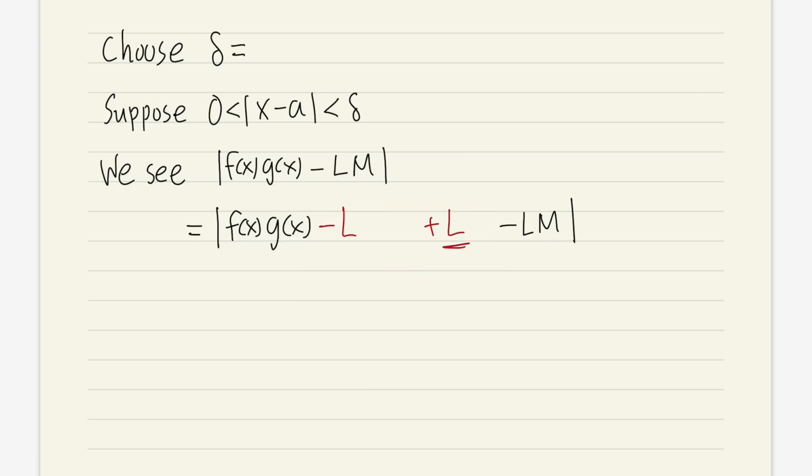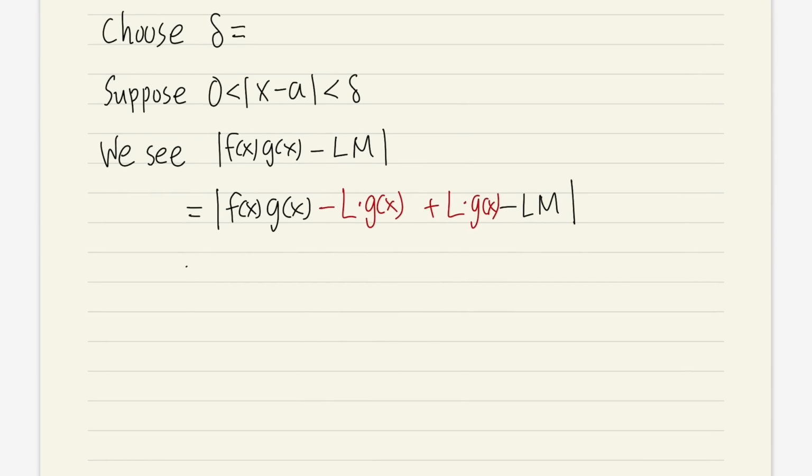If you look at the second part, that's pretty good because we can factor out the L. However, for the first part, it seems that there's nothing we can factor. But since here we have the g of x, why don't we multiply the L with g of x as well? Let's go ahead and try that. So far so good, and now let's do some algebra. Right here, as we can see, we can factor out the g of x from the first part. So let's go ahead and do that. So we have g of x times f of x minus L. And then this right here is still inside of an absolute value right here.